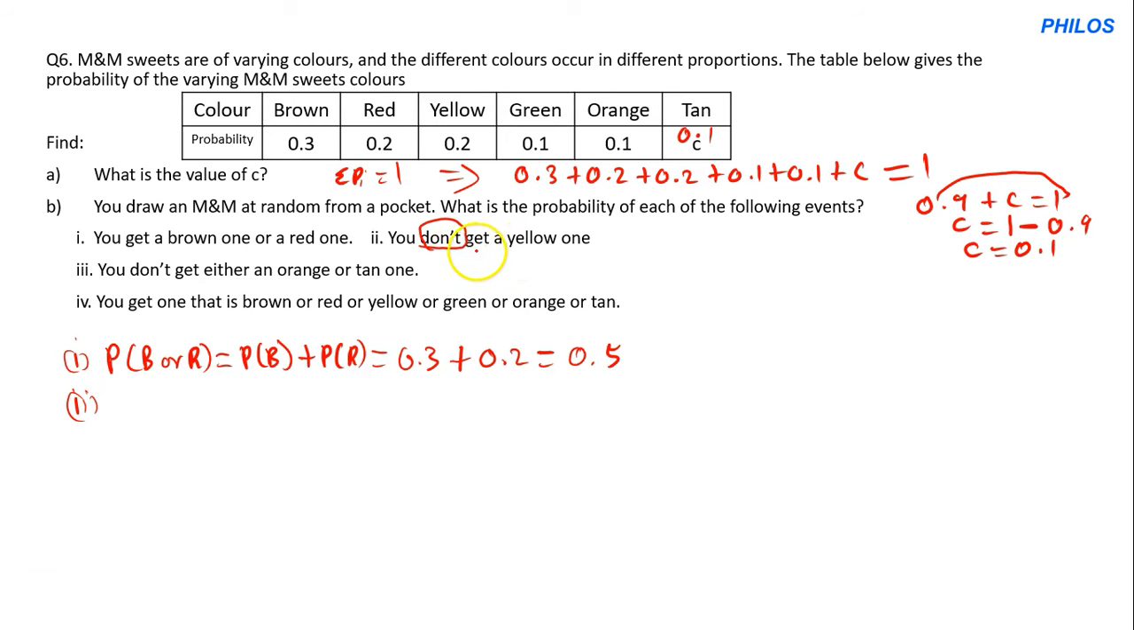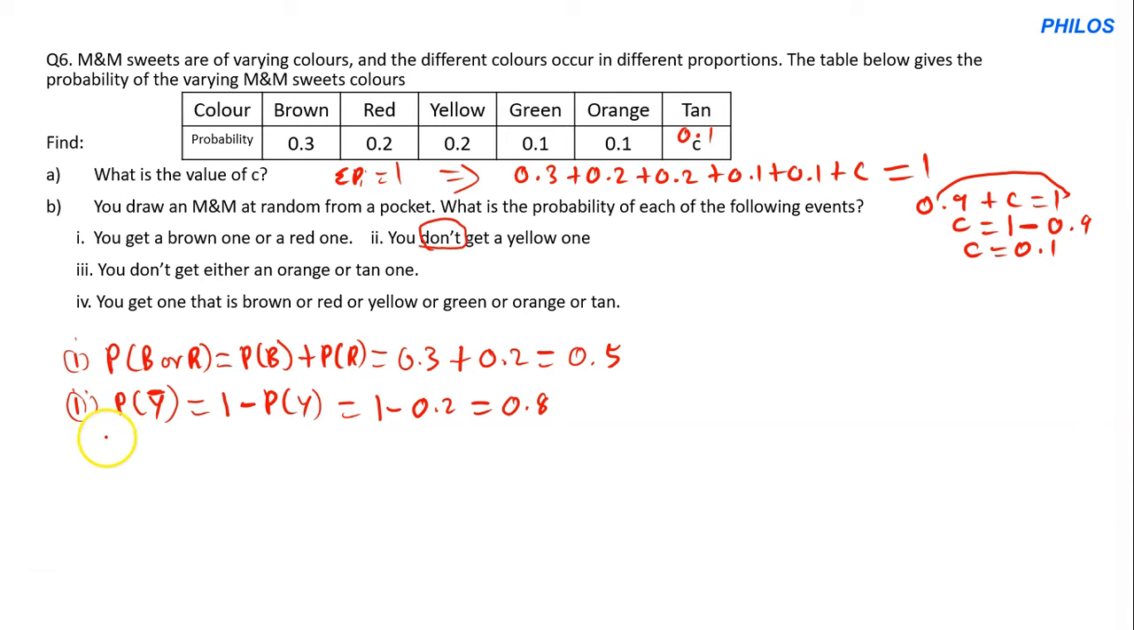Now, there are two ways of solving this. Now, the probability that you do not get a yellow, do not, okay, that's why I added. Look at the sign at the top here. The probability that you do not get a yellow should be equal to 1 minus the probability of getting a yellow. So we have 1 minus, what is the probability of getting a yellow? The probability of getting a yellow is 0.2. So 1 minus 0.2 will give us 0.8.